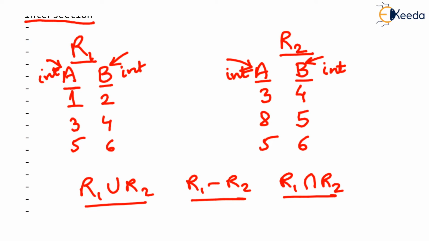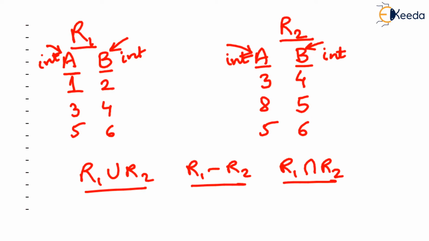If these two rules are followed, then we say R1 and R2 are union compatible, and you can find the union of R1 and R2. Well, if the two relations are union compatible, then you can even subtract. You can do the minus operation, and you can also do the intersection operation. So we don't say minus compatible or intersection compatible. It is enough to say that the two relations are union compatible. Then it means that we can find out minus, and we can even find out intersection. But in this discussion, we are talking about intersection.